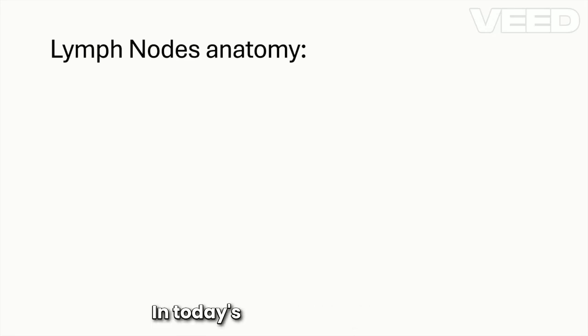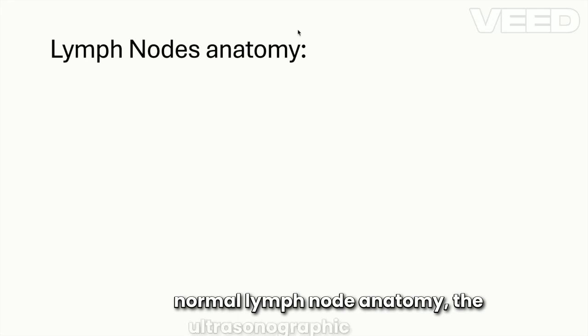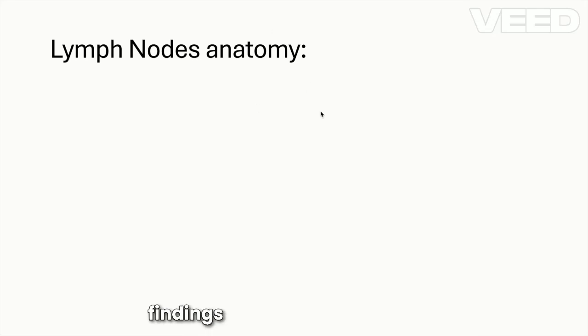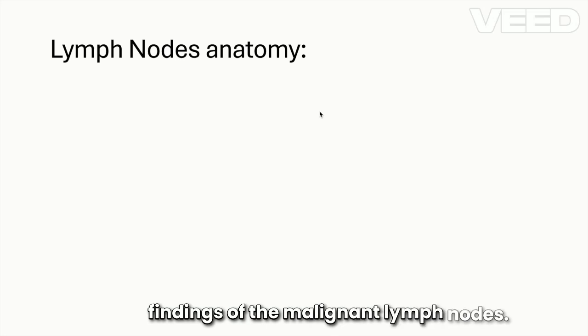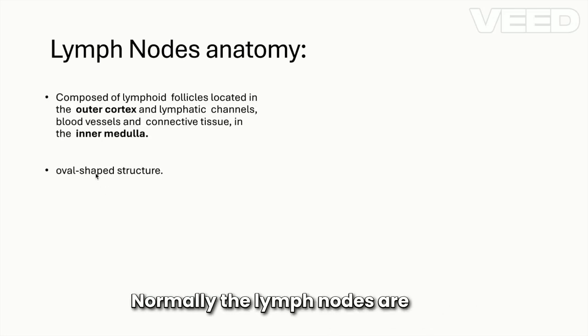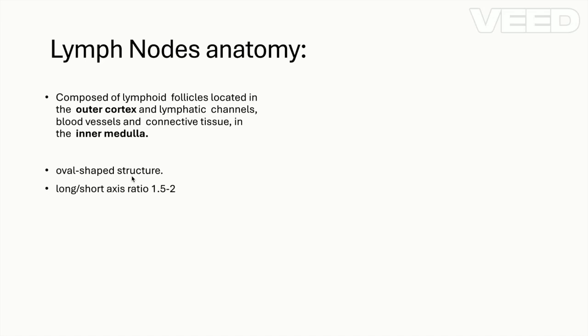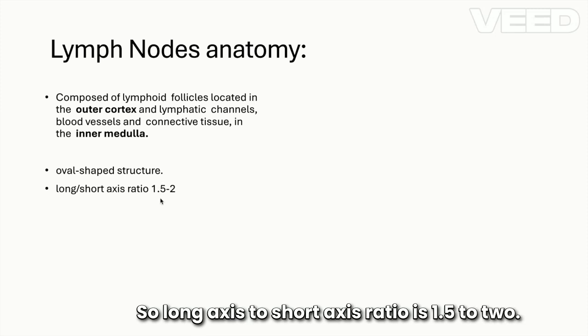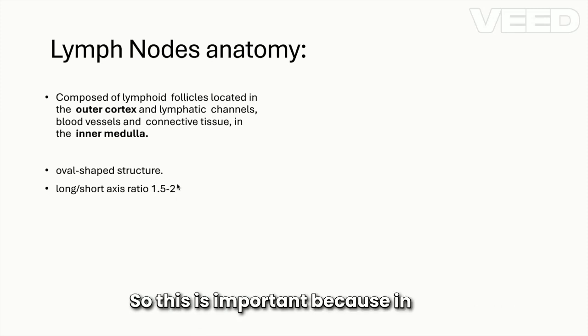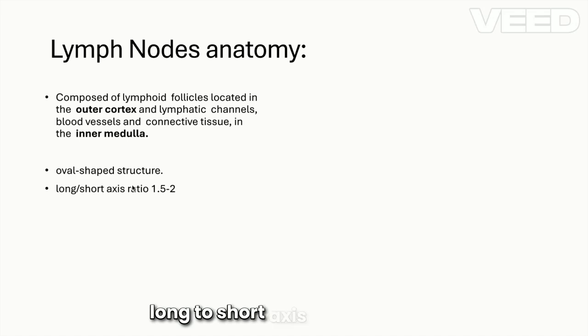Hello everyone, in today's video I'm going to talk about normal lymph node anatomy, the ultrasonographic findings, and findings of the malignant lymph nodes. Normally the lymph nodes are oval shaped structures, so the long axis to short axis ratio is 1.5 to 2. This is important because in malignancy the long to short axis ratio will be changed.